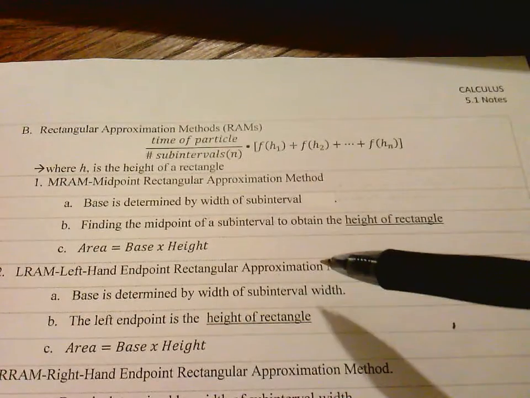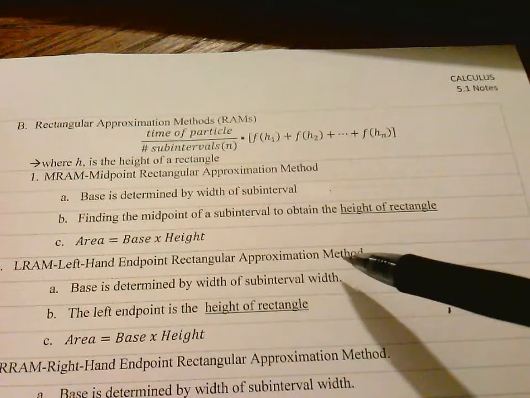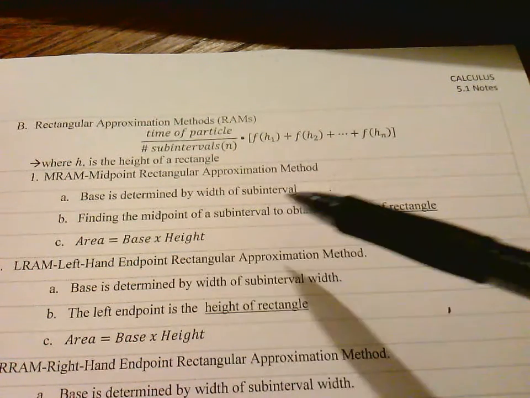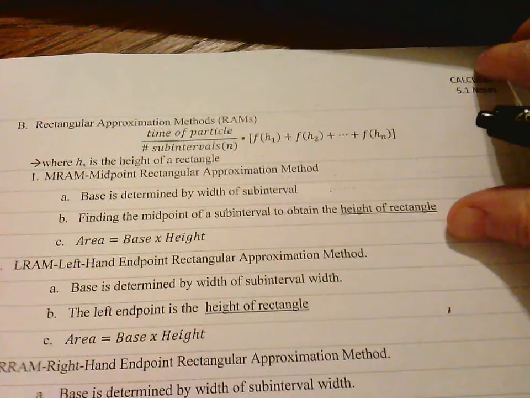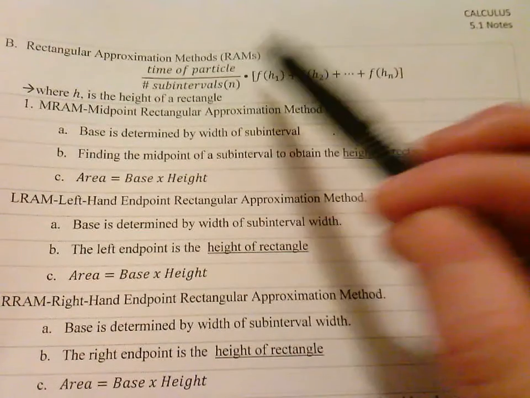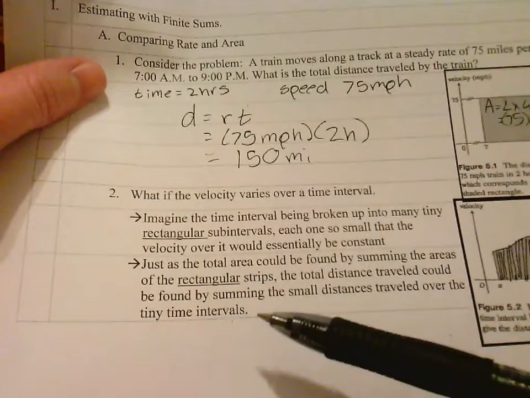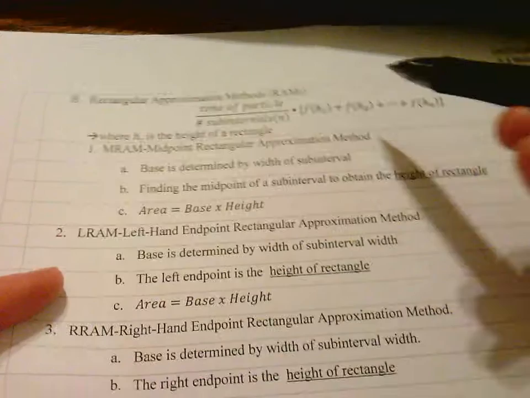So let's look at the first one, the midpoint rectangular approximation method. The base is determined by the width of the subinterval, and you're going to find the midpoint of a subinterval to obtain the height of a rectangle. Area is the base times the height. This is the base, that is the height. Base times height, and then you're adding them all together, just like we were talking about here. You're summing the areas of the rectangular strips. So that's finding the midpoints.